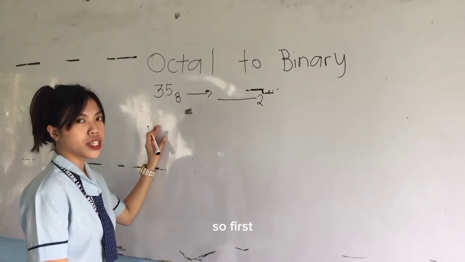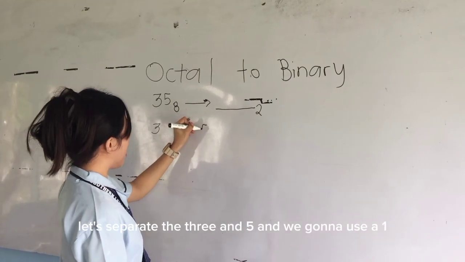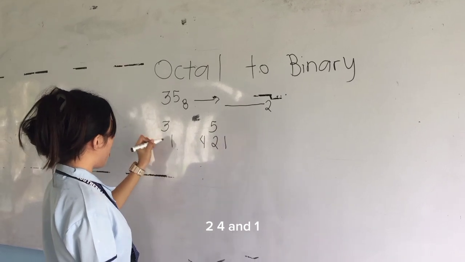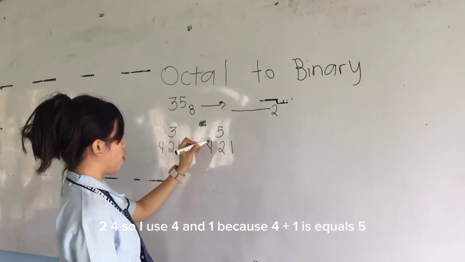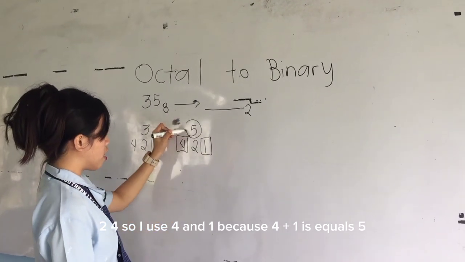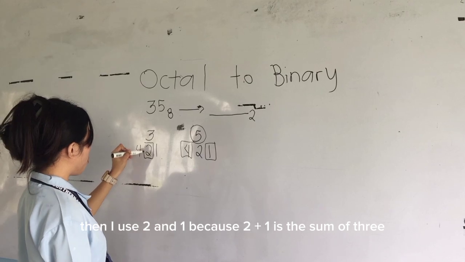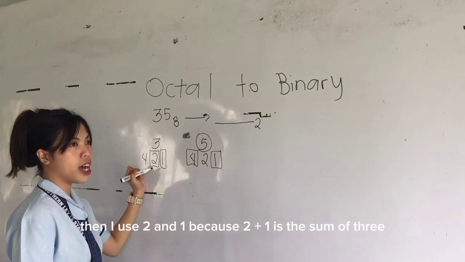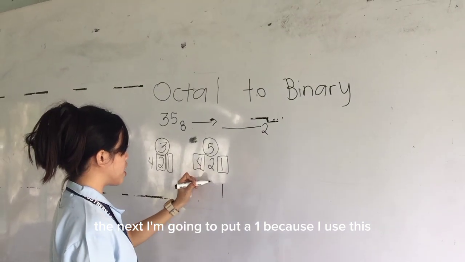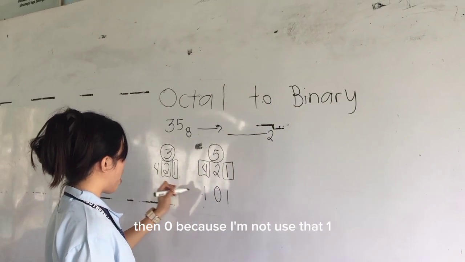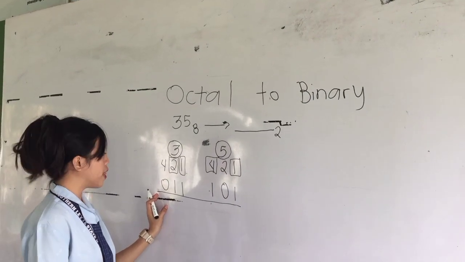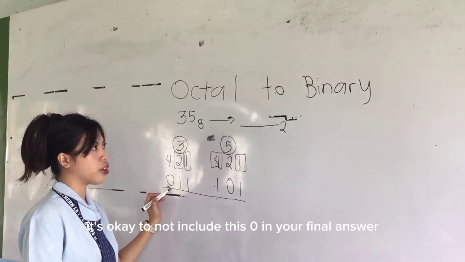So first, let's separate the 3 and 5, and we're going to use 1, 2, 4, and 1, 2, 4. So I use 4 and 1 because 4 plus 1 is equal to 5. Then I use 2 and 1 because 2 plus 1 is the sum of 3. Then next, I'm going to put a 1 because I use this, then 0 because I did not use that. 1, 1, 1, and 0. So this is the final answer for binary. Then it's okay to not include this 0 in your final answer.